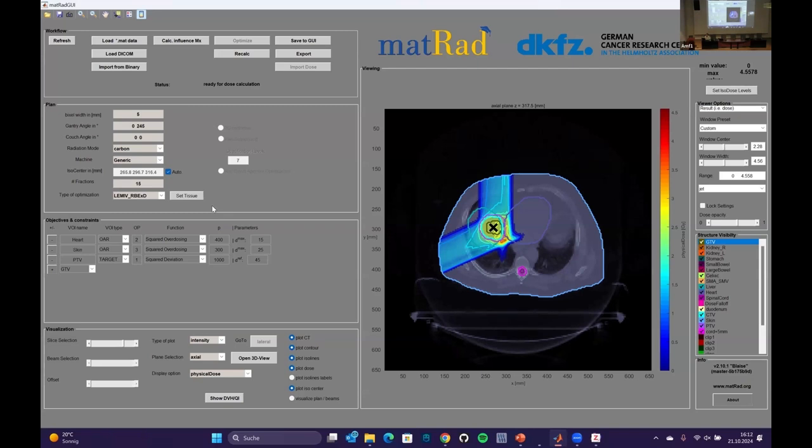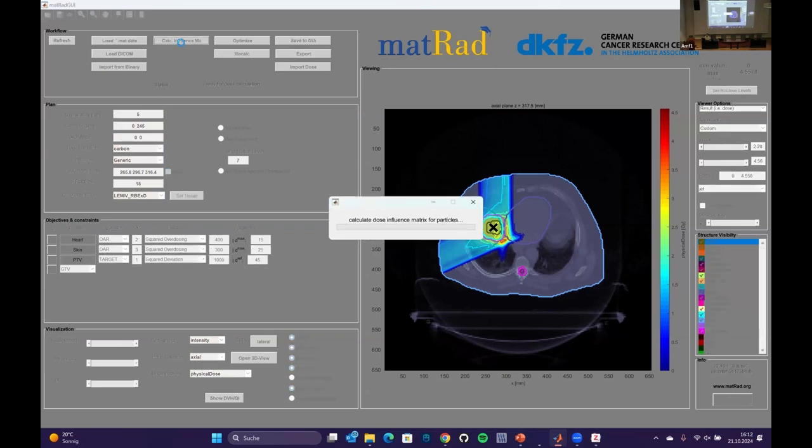exponent in the linear quadratic model equation, which is e to the power of minus alpha times dose minus beta times dose squared. You can just optimize this linear quadratic term, and that's what you do when you do LEM4 effect. But I will not go too much into detail there. So now we have switched to carbon ions. We can just do the same workflow again.